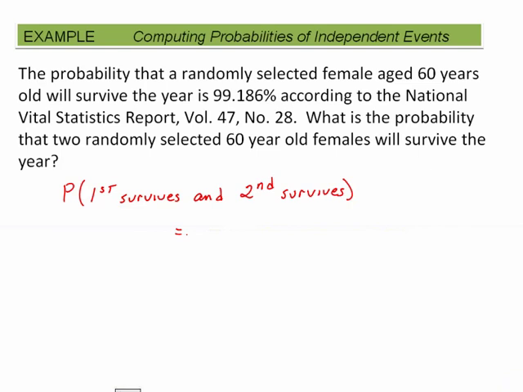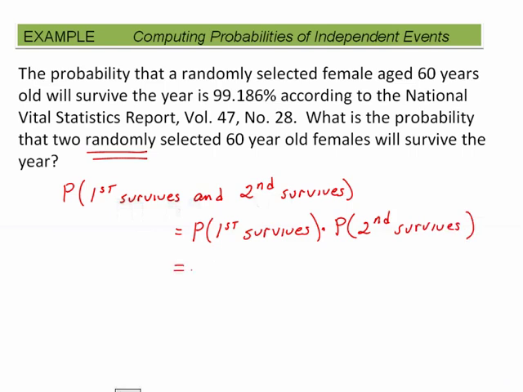No. The reason that we say no to that question is because the women were randomly selected. We have no reason to believe that these two women are related in any fashion. And therefore we can say the probability first survives and second survives is the probability the first survives times the probability the second survives.